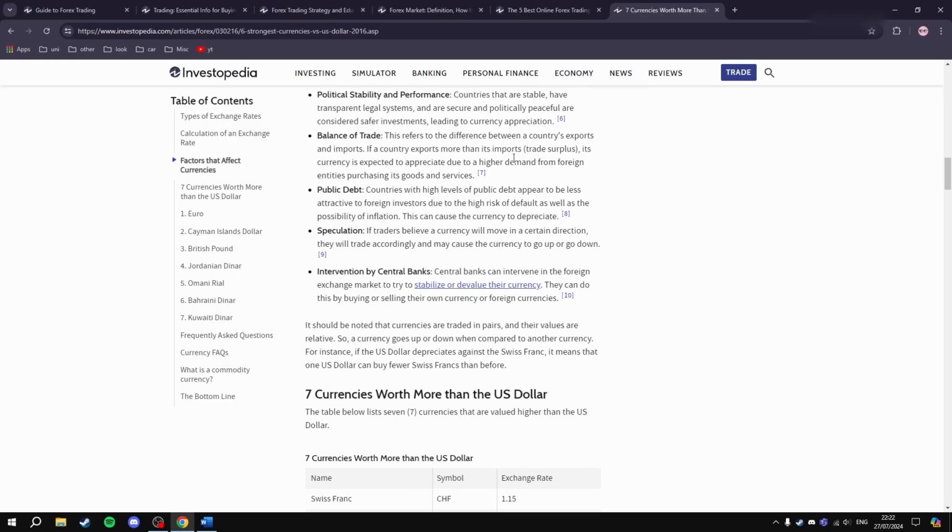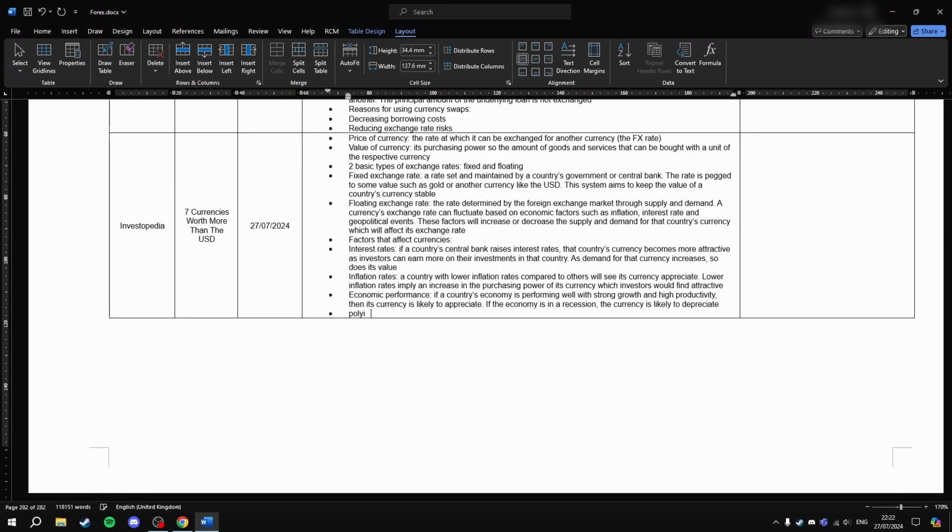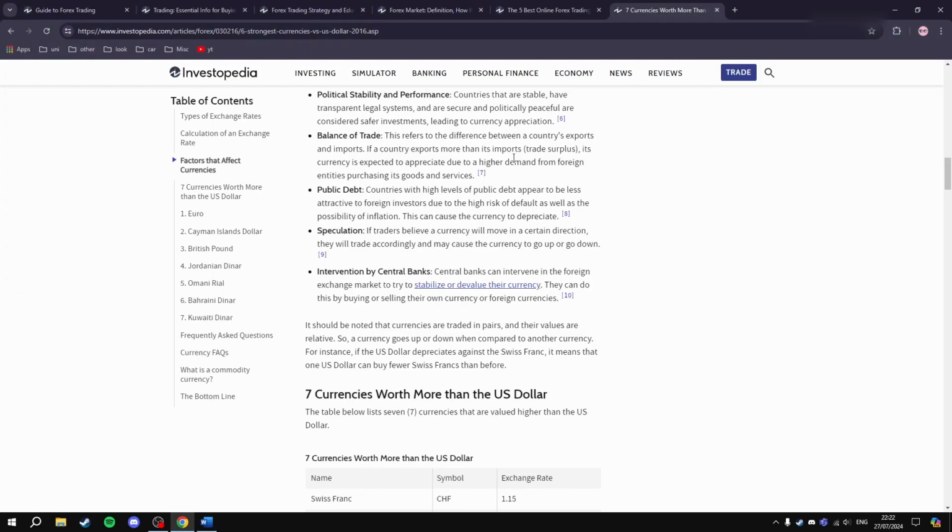Political stability and performance. Countries that are stable, have transparent legal systems, and are secure and politically peaceful are considered safer investments, leading to currency appreciation.